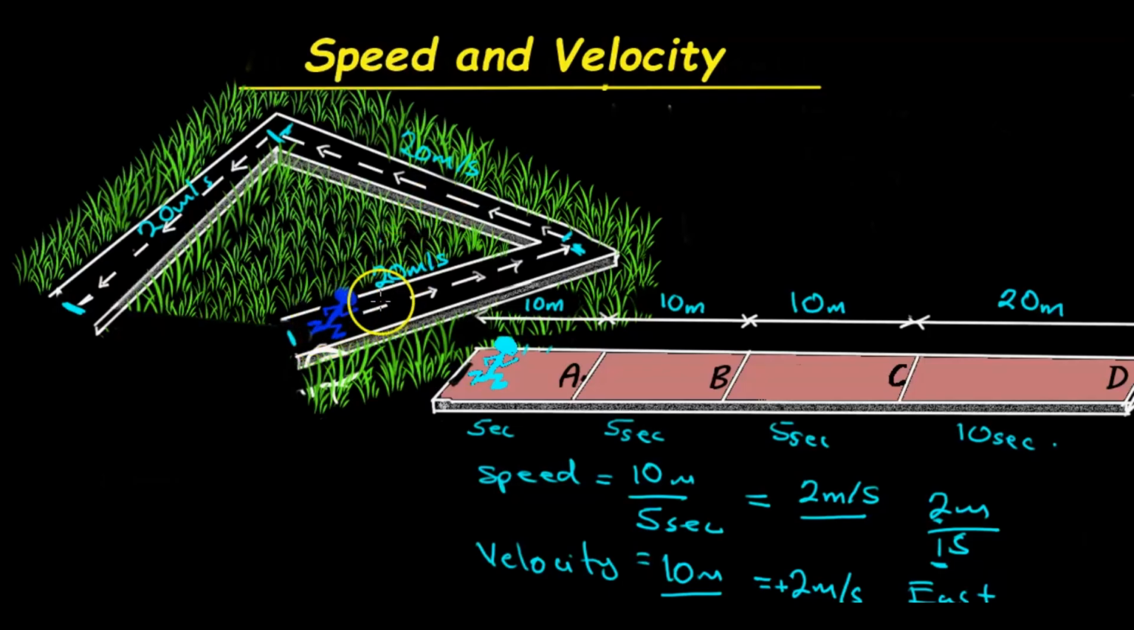So his speed is 20 meters per second, 20 meters per second, and 20 meters per second. But when we are talking about his velocity, we have to indicate which direction he's traveling in. For instance, here he's traveling 20 meters west, and here he's traveling 20 meters south. So basically this is the difference between speed and velocity.